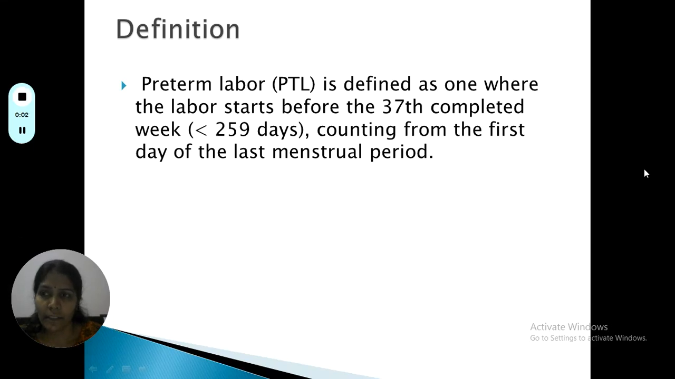Hello, I'm Dr. Pratyusha. Today I am here to discuss the topic preterm labor. So, going with the definition, preterm labor is defined as one where labor starts before the 37th completed week of gestation, counting from the first day of the last menstrual period, that is, less than 259 days of pregnancy.